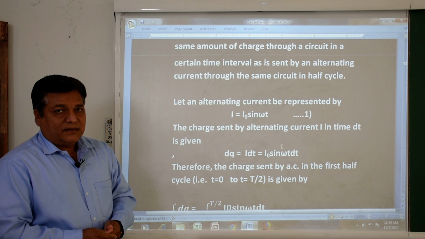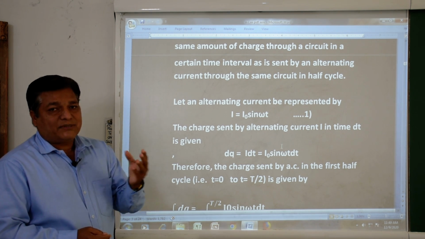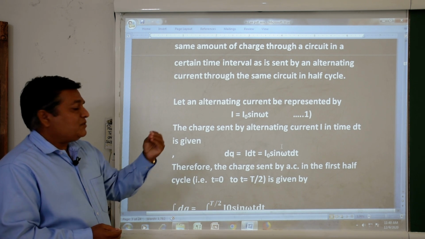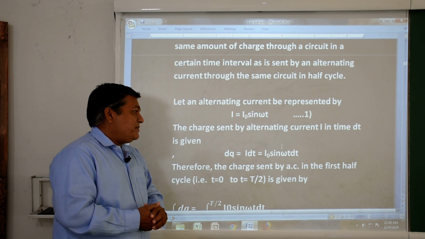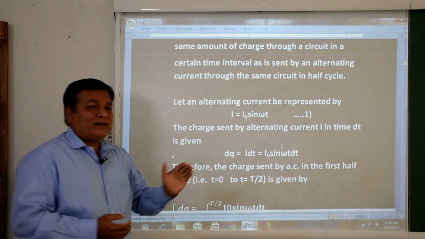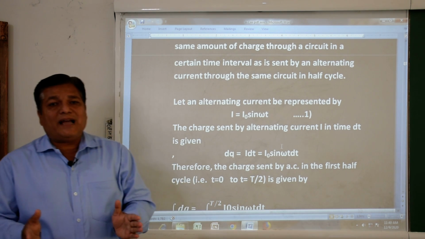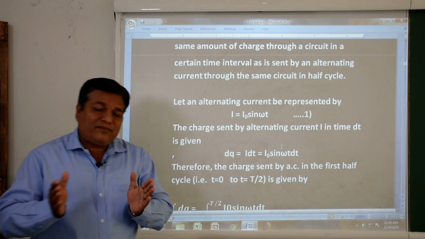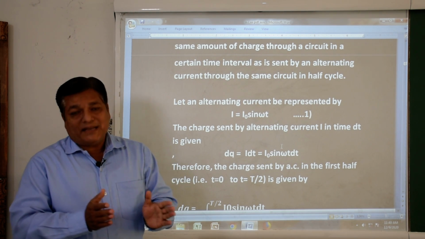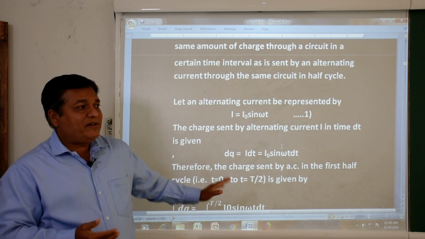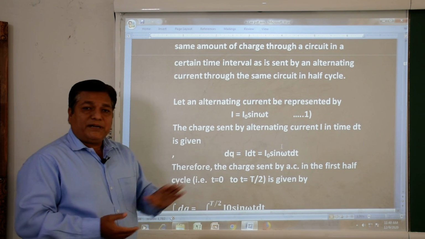This is the charge sent by alternating current in time dt. Suppose that in a small time dt, dq charges are sent by the alternating current in half cycle. According to the definition of current, I is equal to charge per unit time, I is equal to q upon t. Therefore, q is equal to t into I, means time into current. Similarly, here small dq is equal to I into dt.